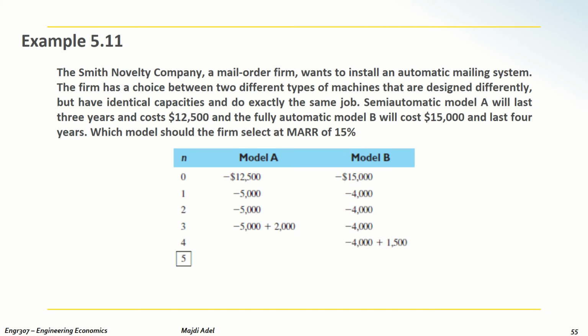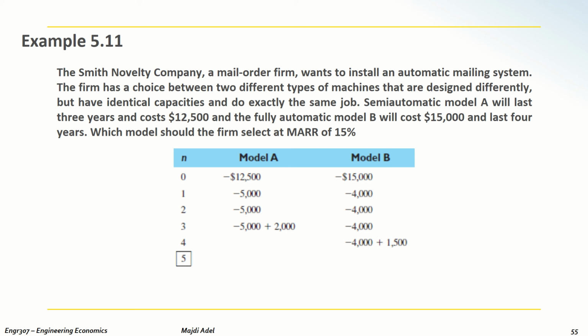Example 5.11. There is a company, Smith Novelty Company, a mail order firm, that wants to install an automatic mailing system. Its job is to sort the mail, the paper mail, separating the regular mail from the advertisements and so on.